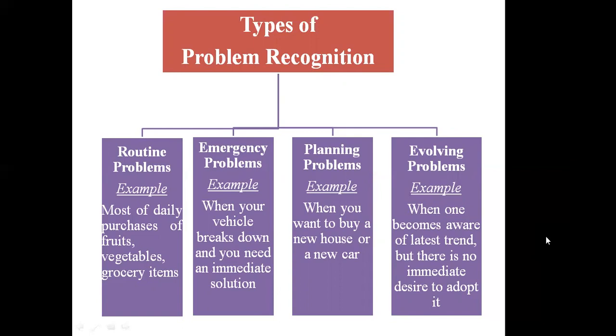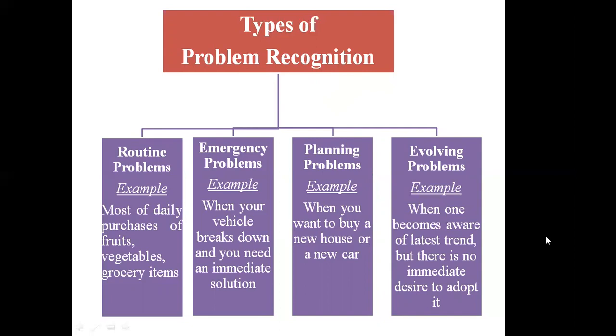Second, emergency problems. These are problems that occur suddenly and an immediate solution is required. For example, while going on a trip, your vehicle suddenly breaks down, so you need an immediate solution for that. The third one is planning problems. In this case, an immediate solution of a problem is not necessary. For example, when you consider buying a car next year, you go through a planning and information gathering phase for a whole year.